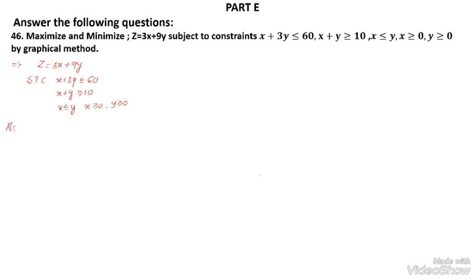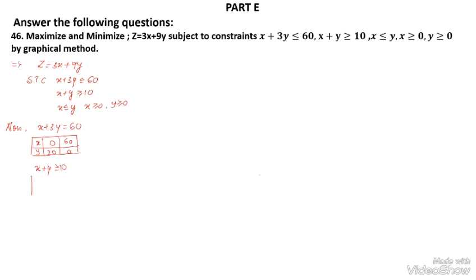Now I can take the values of x and y by using equation 1. Here x plus 3y equals 60. Now I want the values of x and y. When I take x equals 0 in this equation, the y value becomes 20. Similarly, I can take y equals 0, x value becomes 60. Okay. Now, let's move on to the next equation. That is x plus y is greater than or equal to 10.